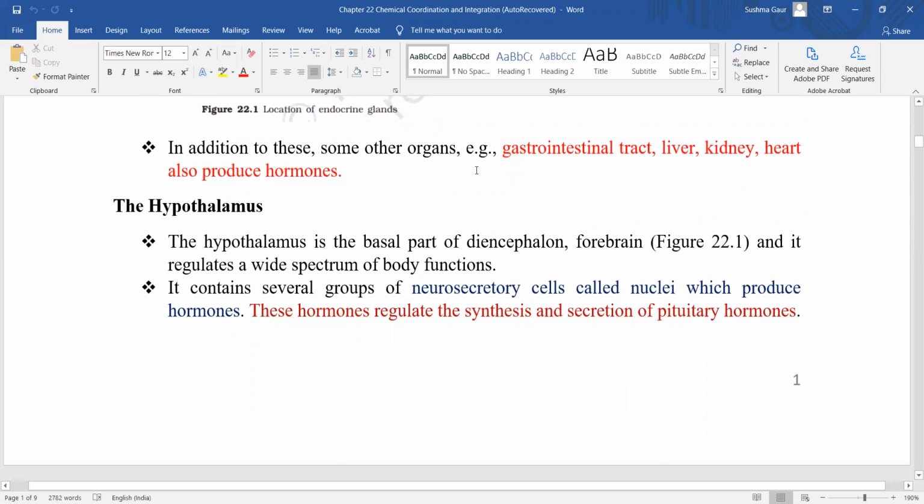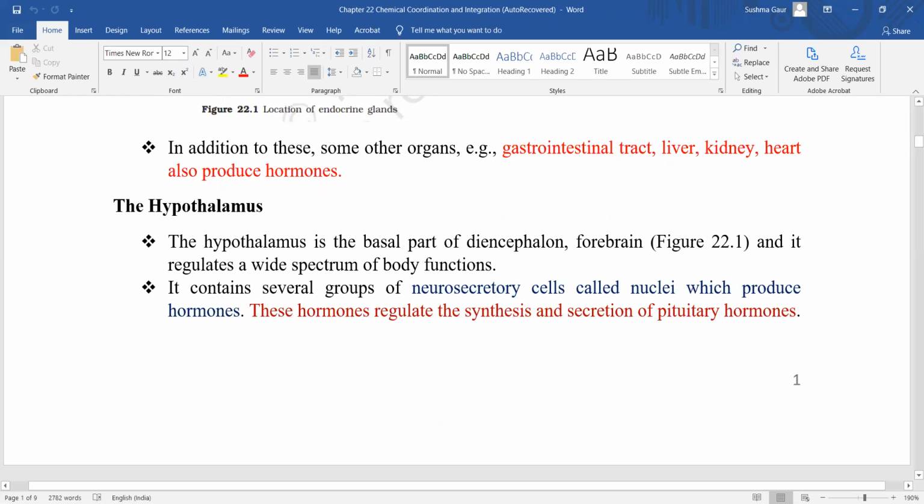There are some other organs that do not act as endocrine glands, but they are able to produce a few hormones. So they are an exception, able to produce hormones as well, besides the endocrine glands. These are the gastrointestinal tract, liver, kidney, and heart.